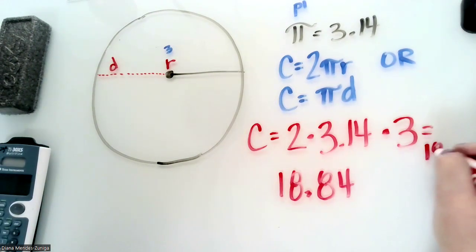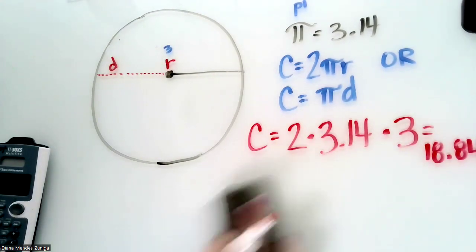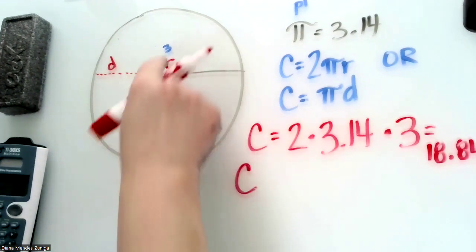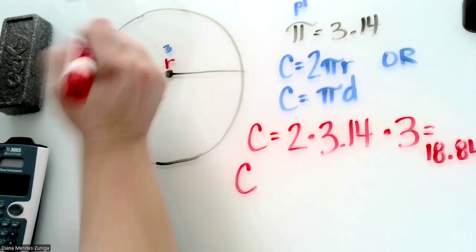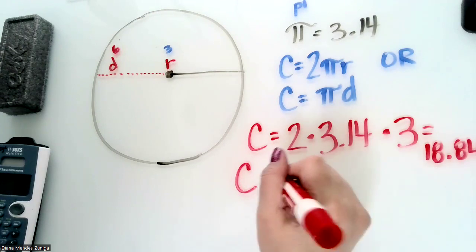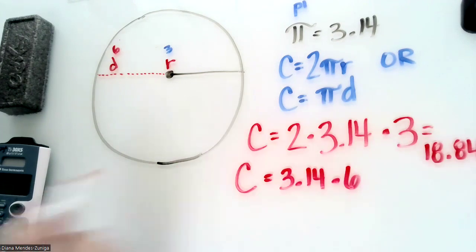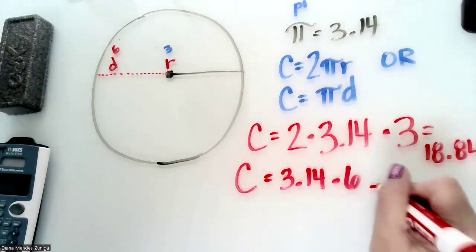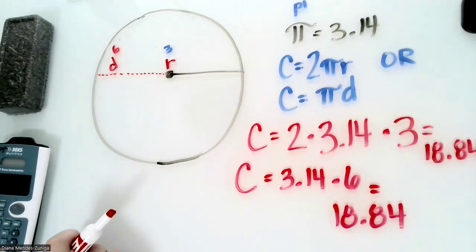So now let's do that same problem. Let me put this over here since I write so big, and let me do it using this formula here, okay? C equals pi times diameter. Now, if my radius is 3, I double that, my diameter would be 6. And I would do pi times 6. And we simply put that into the calculator, 3.14 times 6, and we would end up with, again, 18.84. Okay, depending on how you wanted to do that.